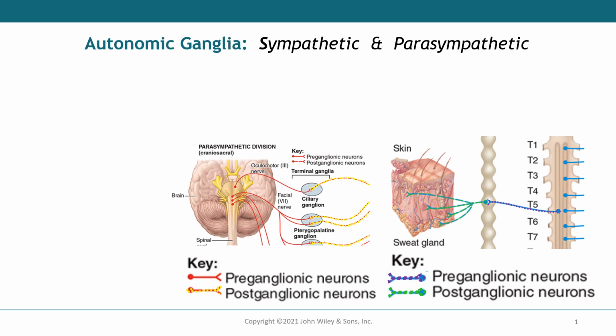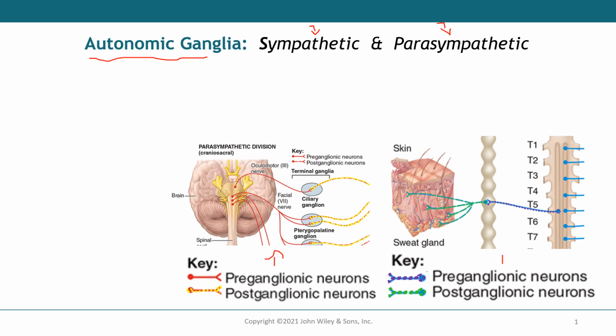In this video, we will focus on the autonomic ganglia, and I will concentrate on these two divisions, the sympathetic and parasympathetic. If you want to know more about this, I highly recommend you go and read the textbook, which covers this in much more detail. Here, I'm going to be showing you diagrams from your textbook like this one.